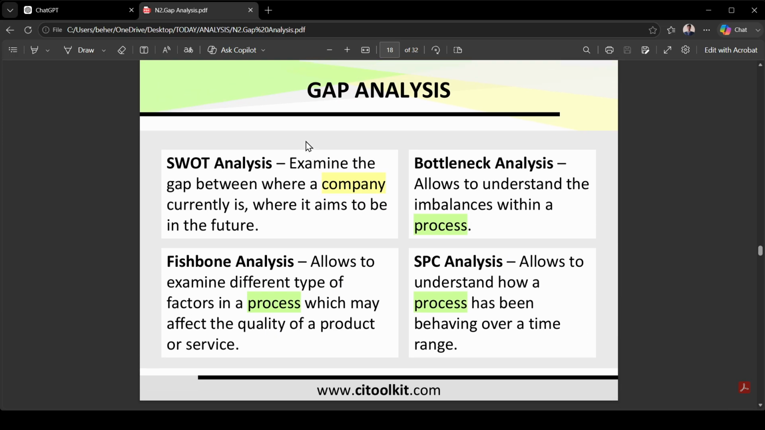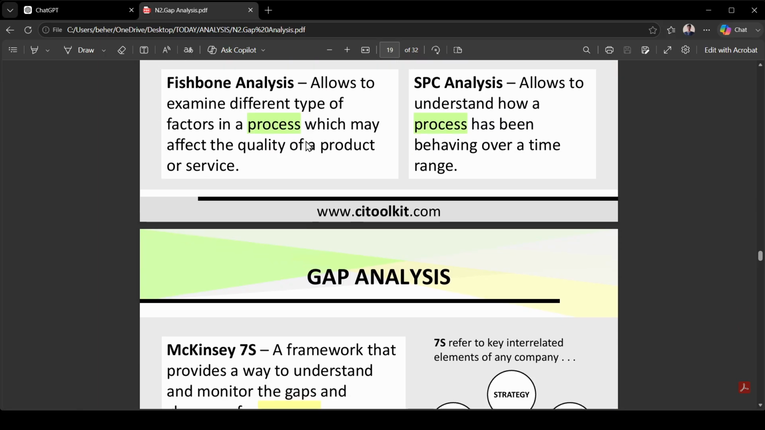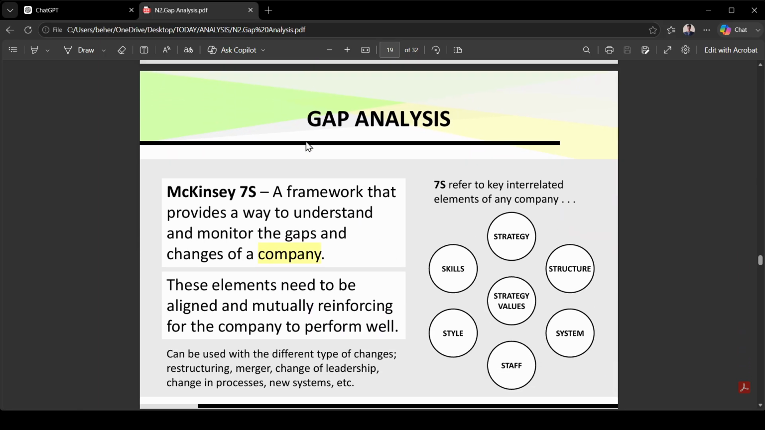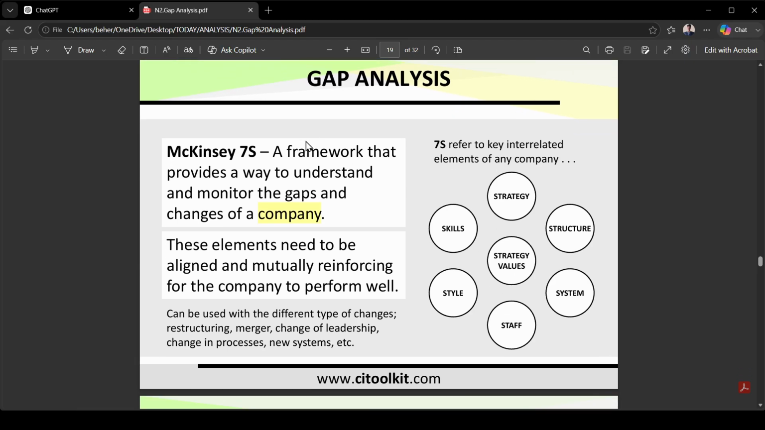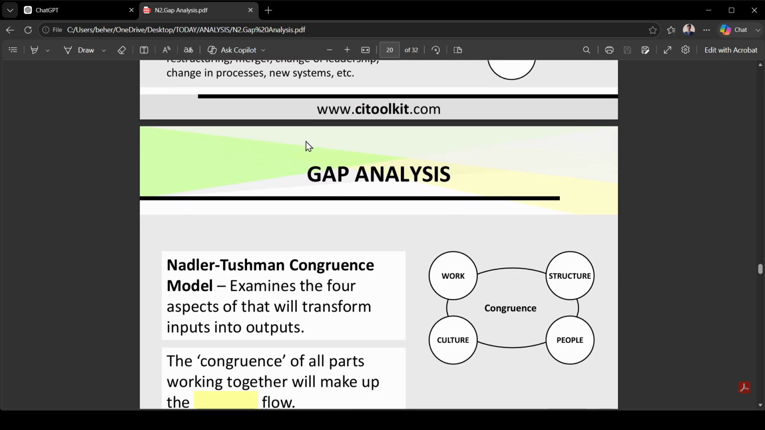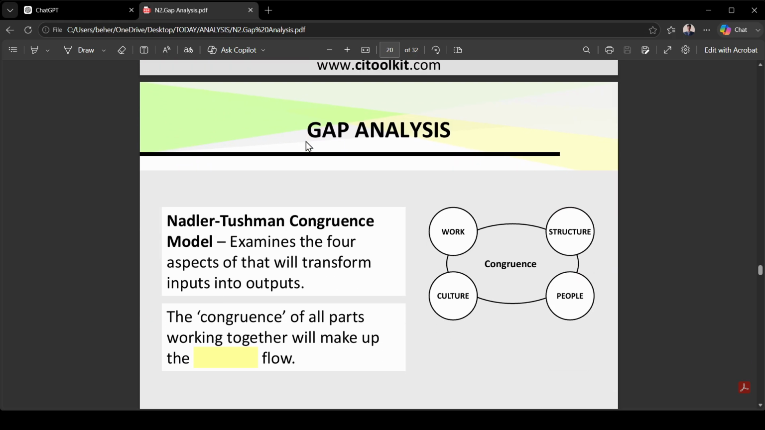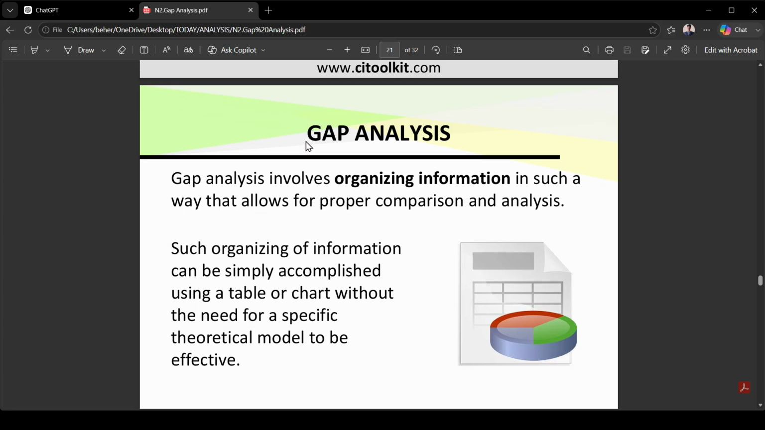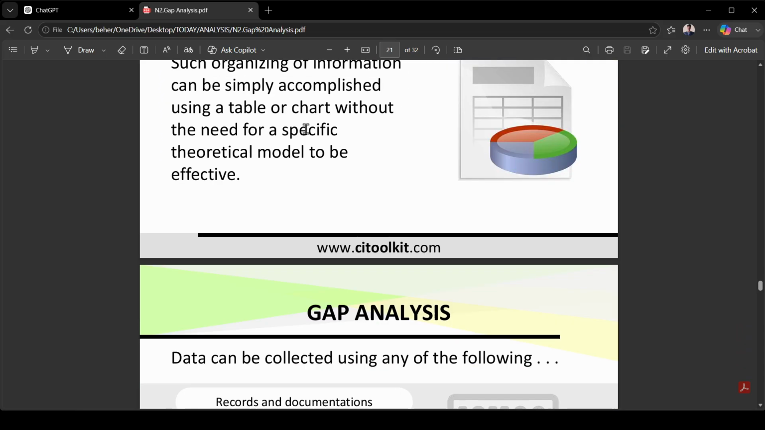In gap analysis, there are different types of tools you can use: slot analysis, fishbone diagram, bottleneck analysis, SPC analysis. Gap analysis is also done on the McKinsey 7S framework, which is also an important thing. That one may be new, but you can understand a little bit about that 7S tool. Then there is the Nadler-Tushman congruence model, which is also new, so read about that again. Then there is the gap organization information.